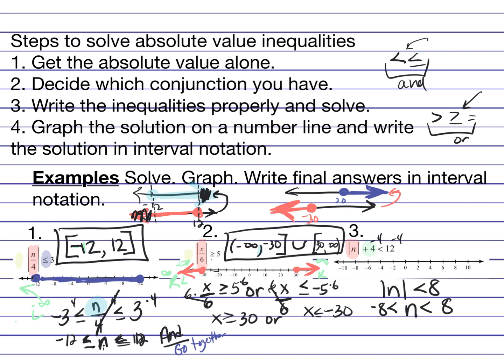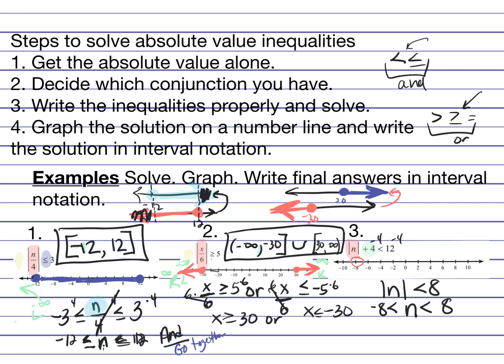And then if you need to, you get your variable alone. But is this variable alone? Yes, it is. So this is solved. I can't do anything else with it. And it's an and. So remember, you and me go together. So I'm going to plot on the number line negative 8.